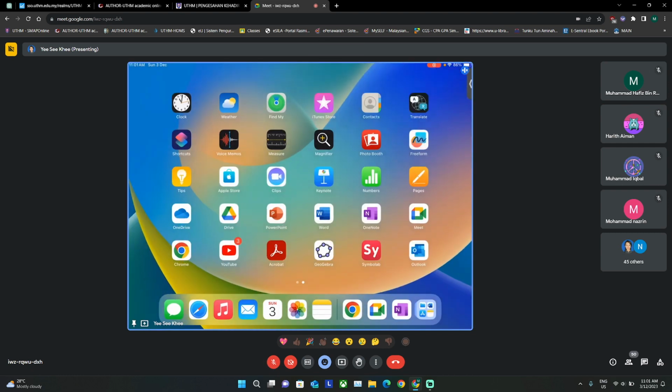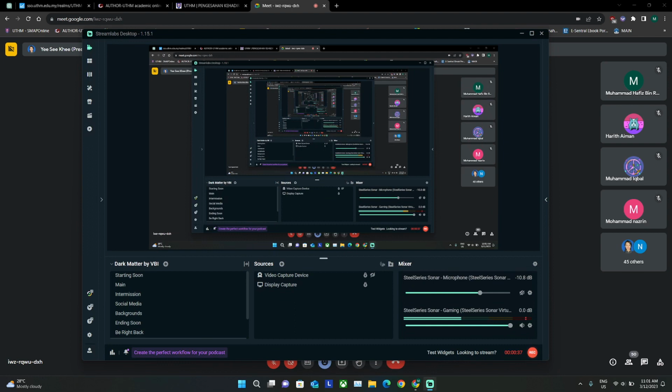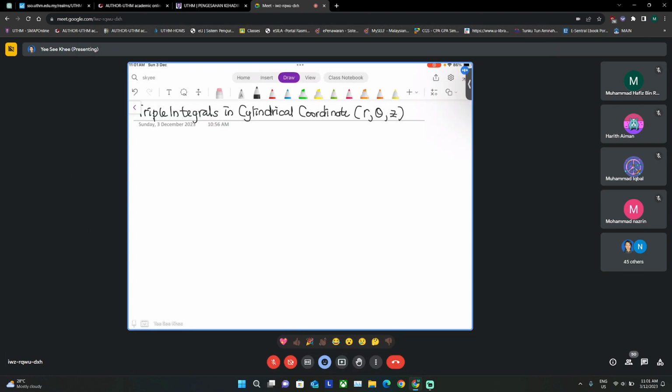So I will share my screen. Okay, so last week we went through the triple integrals by using the Cartesian coordinate. So today we are going to deal with the triple integrals by using the cylindrical coordinate. So we'll be dealing with the r, the theta, and also the z.